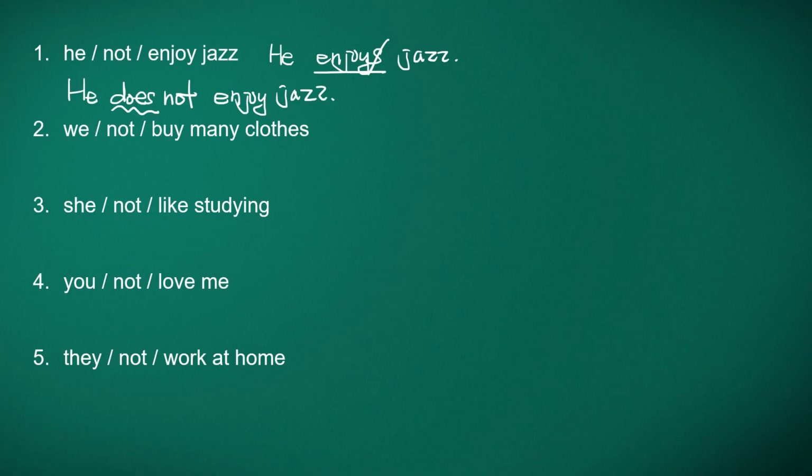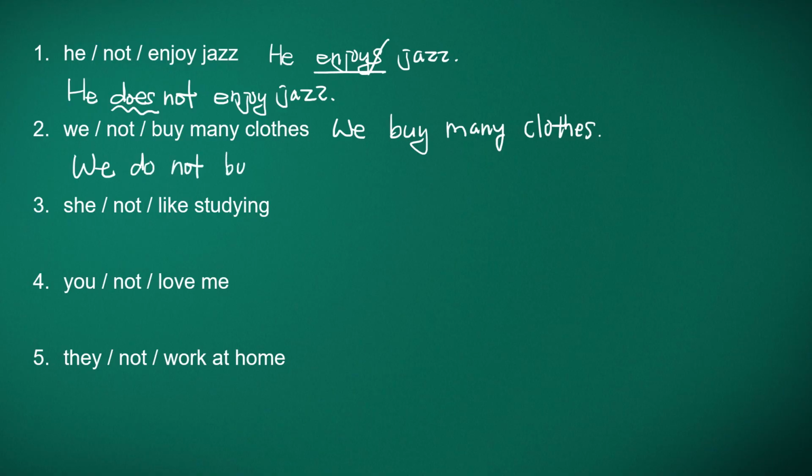Number 2, we buy many clothes. This is the affirmative sentence. And then we negate this. We do not. We do not buy many clothes.